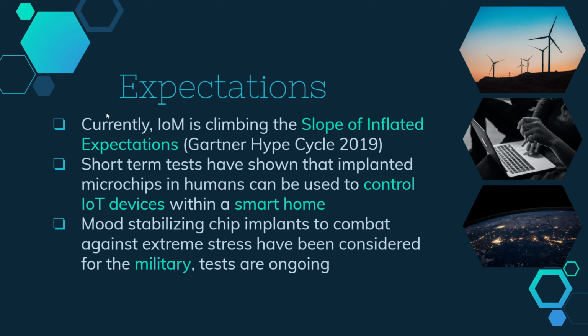And in cases like the military or the police, where there's a high stress environment, mood stabilizing chip implants can be used to inject hormones into the bloodstream and thus reduce the stress or increase the awareness of a person during high stress times. These two are again extremely experimental and short term. A lot more tests are going on right now to figure out how to bring them into fruition.